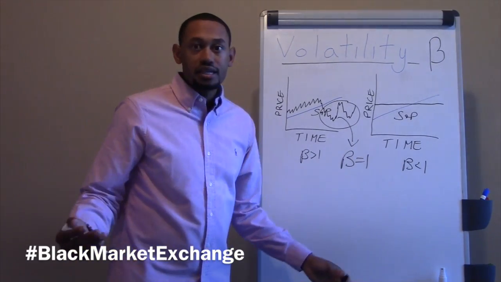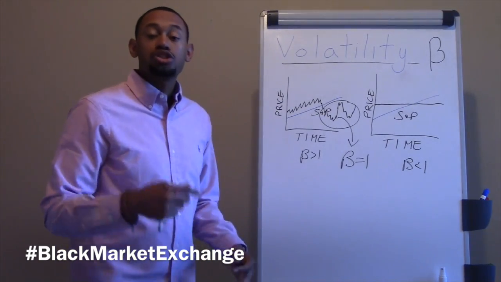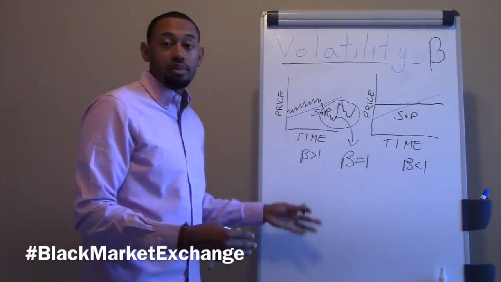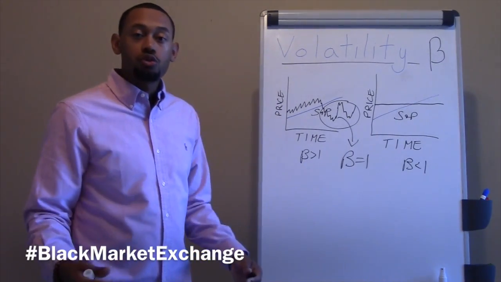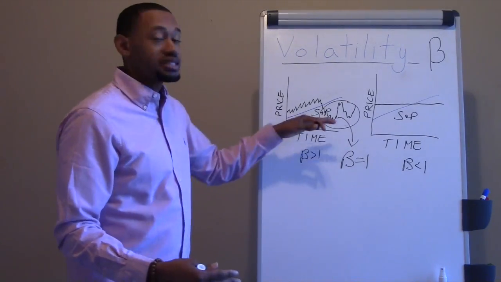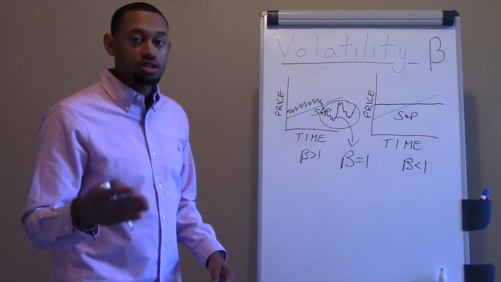So if you have a beta that is 0.8, then that means that it's 80% compared to the 100, or it's 20% less likely to fluctuate than the benchmark is. And if you have a beta of 1.2, then it's 120%, or it's 20% more likely to fluctuate than the market standard is.